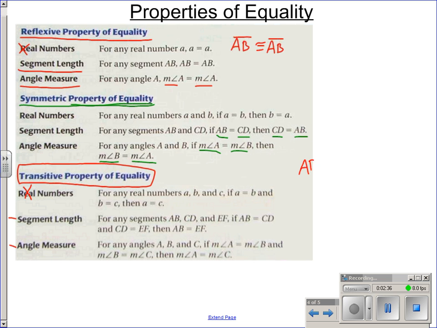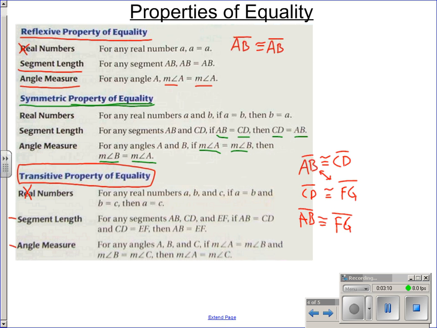If we have segment AB congruent to segment CD, and then we also know that segment CD is congruent to segment FG, some other segment, well, if AB is congruent to CD, and CD is also congruent to FG, that means these two segments have to be equal. So we could say that segment AB is congruent to segment FG. This is the idea of the transitive property.